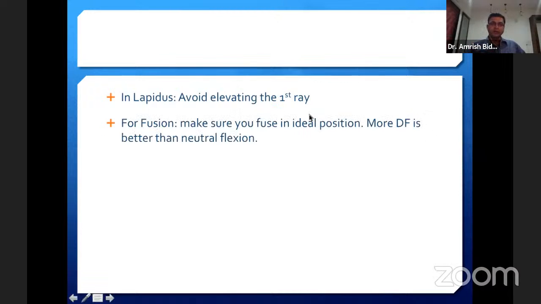When you're doing a fusion, as I said earlier, make sure you fuse in the ideal position. More dorsiflexion is better. We've had to revise one in which the dorsiflexion was too much, but it is definitely better than having it plantarwards or even neutral. It needs to be in slight dorsiflexion to allow you to walk normally. Even if you do a fusion, people can walk without any trouble.